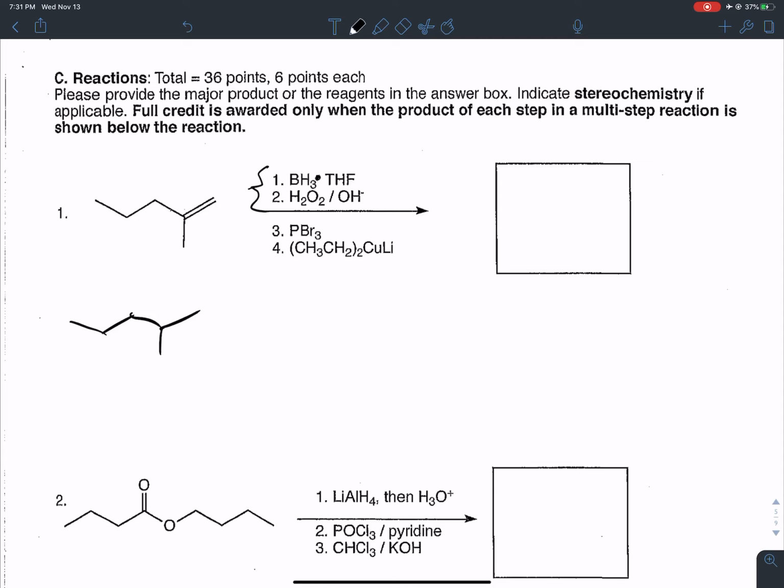With boron, is that going to be the Markovnikov side or the anti-Markovnikov side? Anti-Mark. Exactly. So is that going to be on carbon A or carbon B? Carbon B, exactly. It's going to add to the less substituted side. And that is our steps 1 and 2. You don't need to write the product of step 1 and then the product of step 2 in this case. Those are a pair.